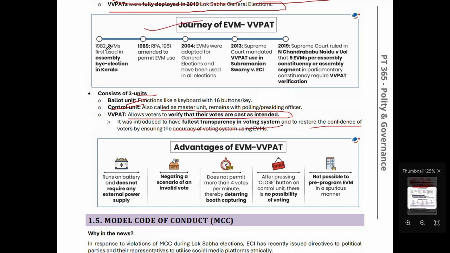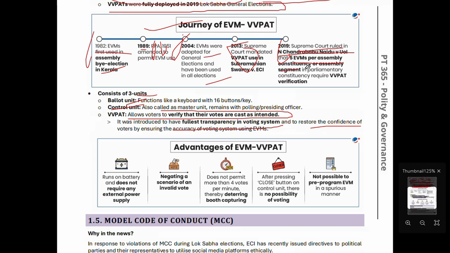In 1999, the Representation of the People Act, 1951 was amended for EVM use. In 2004, EVMs were adopted for the general election and have been used in all elections since. In 2019, the Supreme Court ruled in Chandrababu Naidu versus Union of India that five EVMs per assembly constituency or assembly segment of a parliamentary constituency require VVPAT verification.